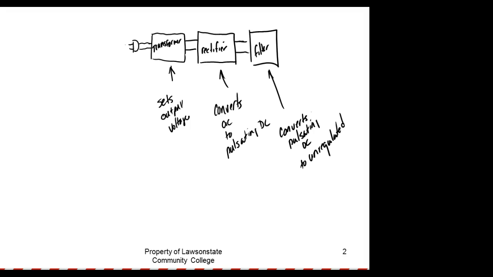Y'all understand that? In fact, this is what your car uses. Your car uses that big old 12-volt battery out there as the filter. It does a really good job. So the filter converts a pulsating DC into unregulated DC. Is this going to be good? Well, it depends on what determines where you stop.